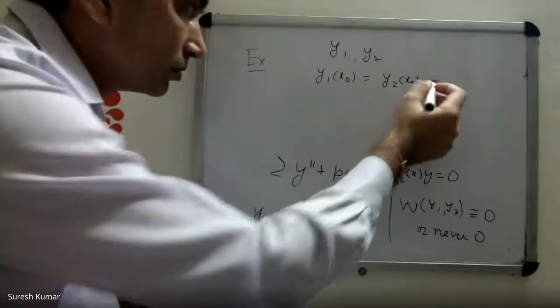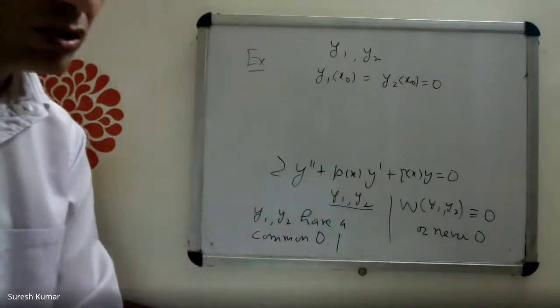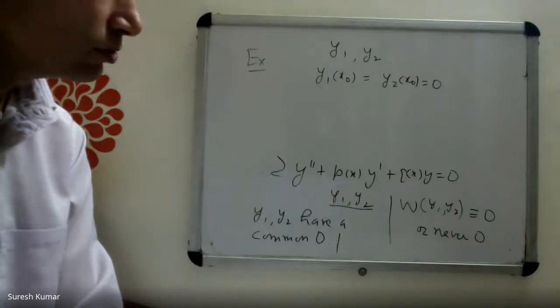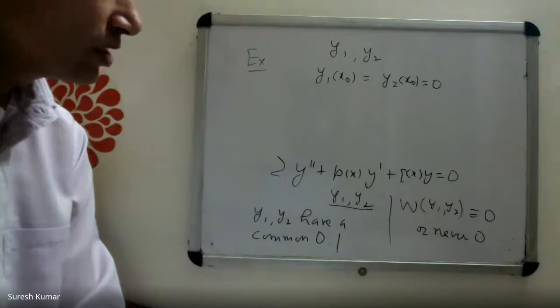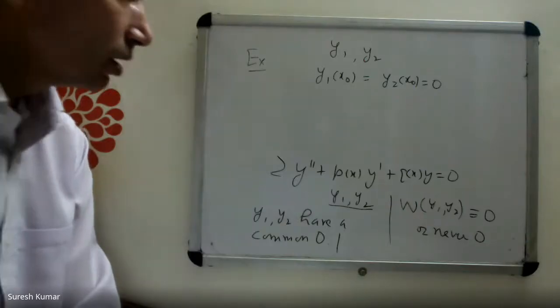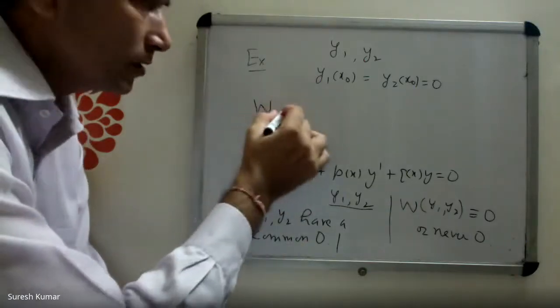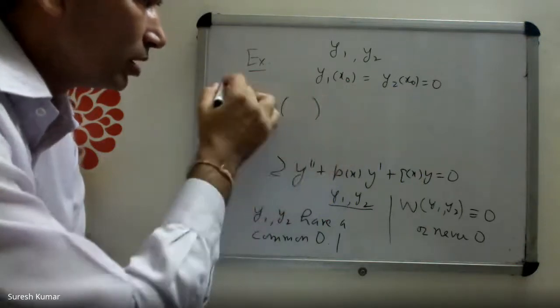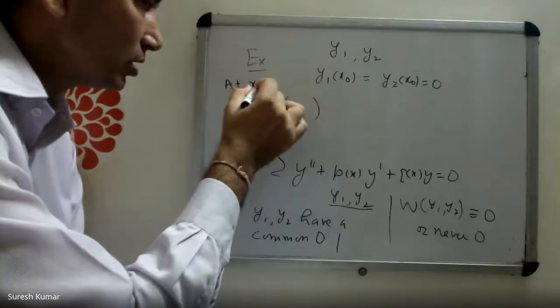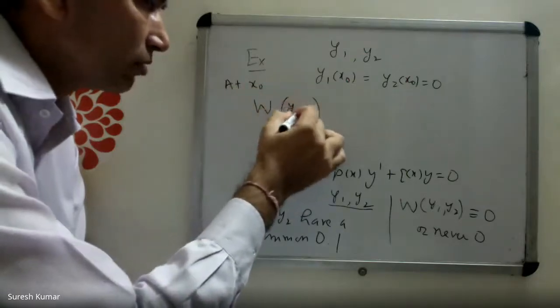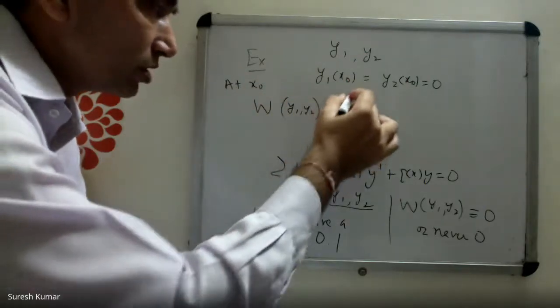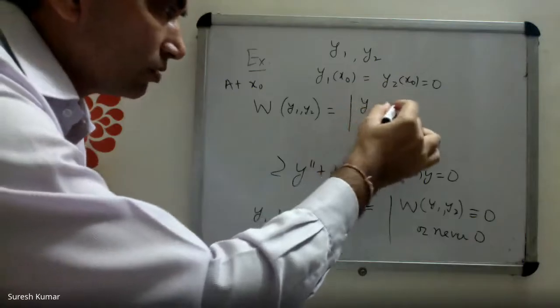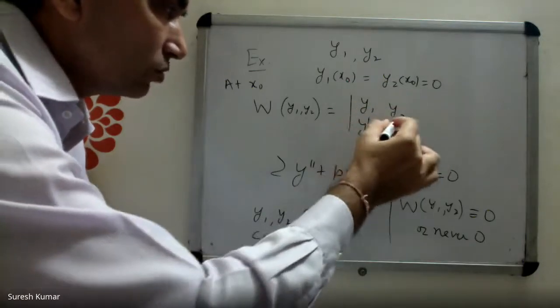Then x0 is a common zero of y1 and y2. Common zero means both become zero at this point x naught. Now, if you find the Wronskian at x naught for y1, y2, by definition, what is it? y1, y2, y1 prime, y2 prime.